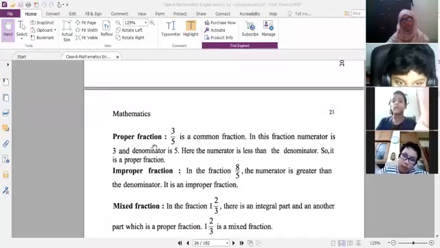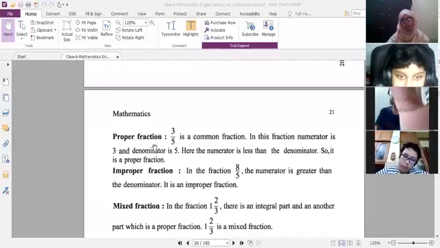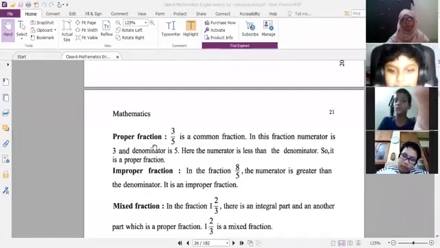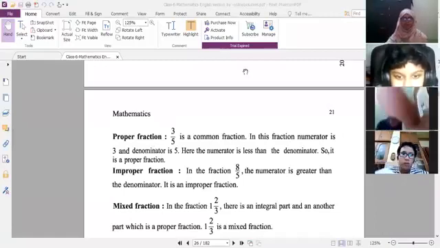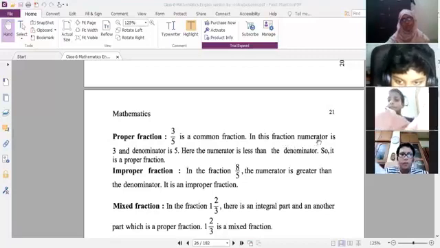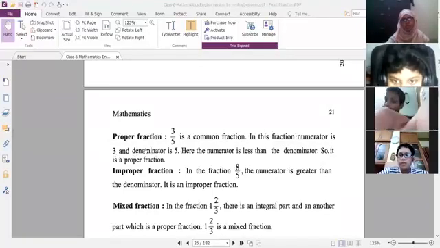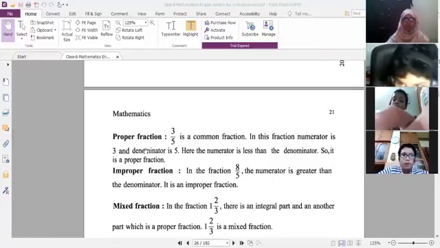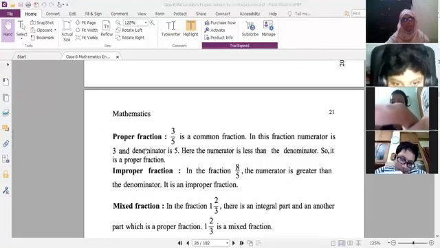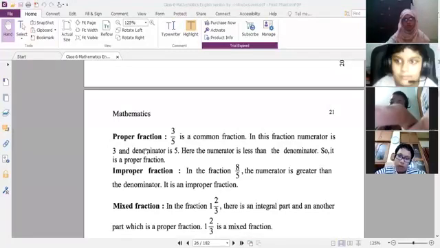Let's see that 3/5 is a common fraction. In this fraction, the numerator is 3 and the denominator is 5. Here, the numerator is less than the denominator. Numerator is less than the denominator. So, it is a proper fraction.